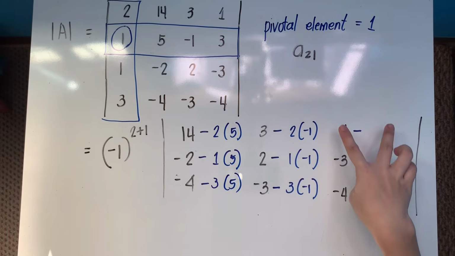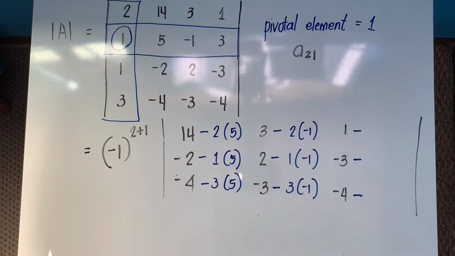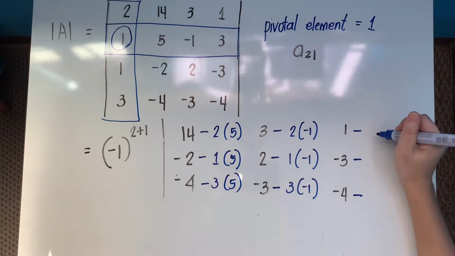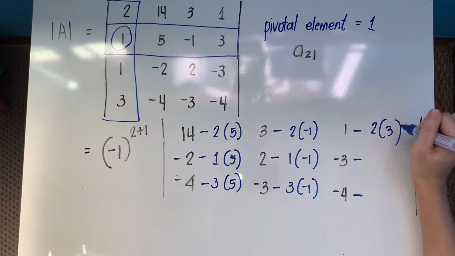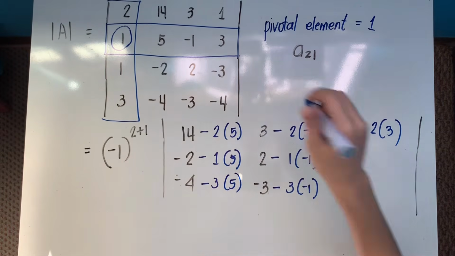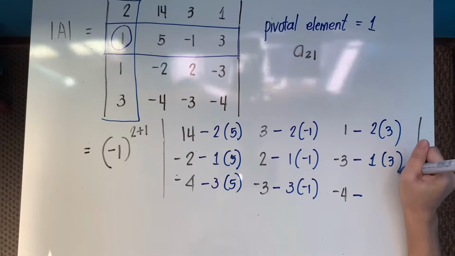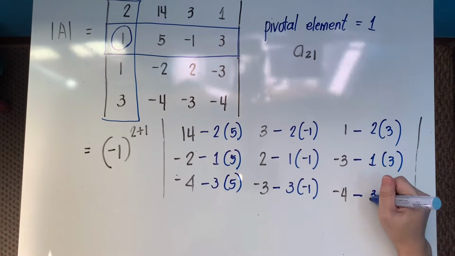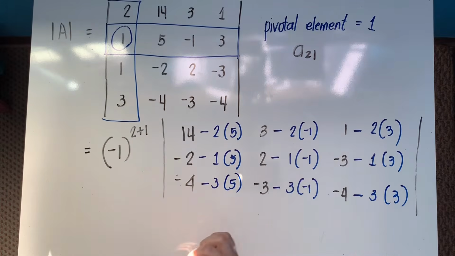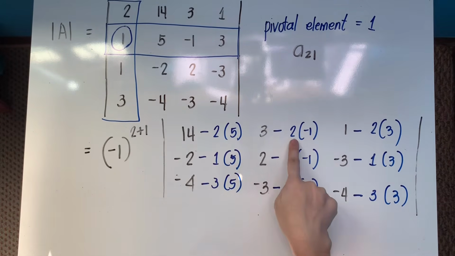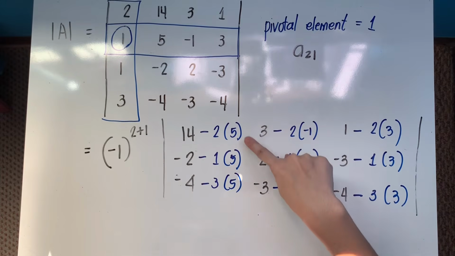Okay, so for the third column elements naman, or remaining entry, so for 1, we're going to subtract that with 2 times 3. For negative 3, we're going to multiply that with 1 times 3. And then for negative 4, we'll multiply that by 3 and 3. Okay, so para hindi kayo malito, pansinin nyo yung pattern na meron, di ba? Same row, same column.